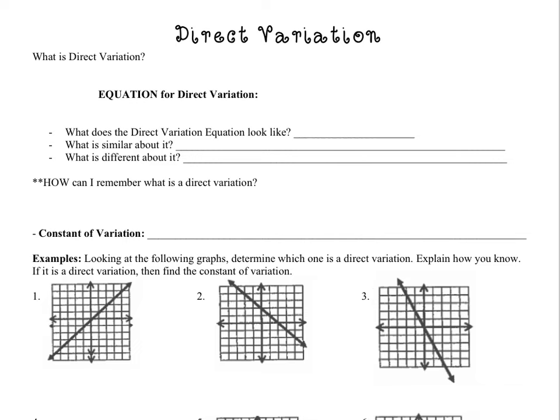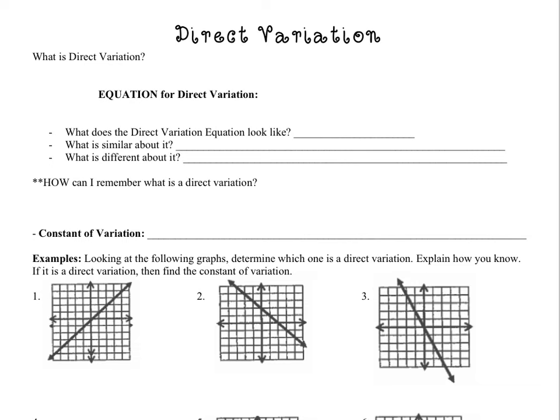Last class we started talking about direct variation. And remember, direct variation is just a special type of line. Whenever I say the words equation of a line, you would respond y equals mx plus b. Whenever I say the equation direct variation, you say y equals kx. So what's special about direct variation? How do we know something's a direct variation?